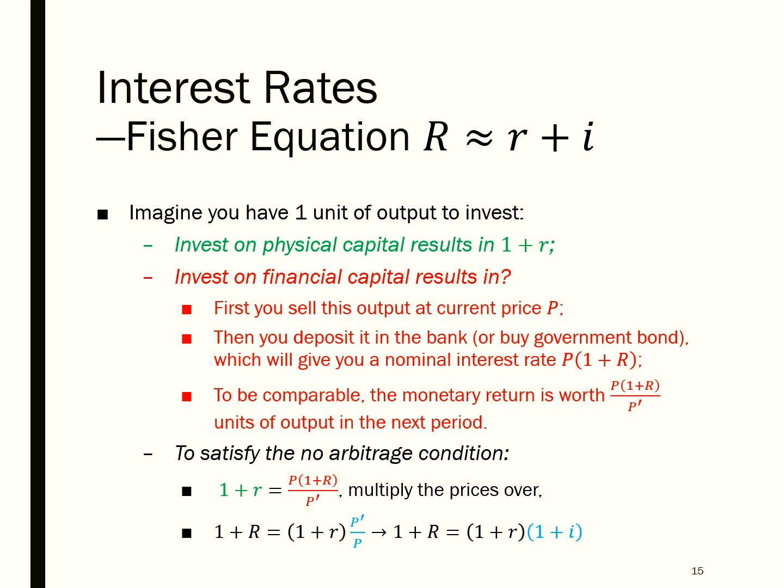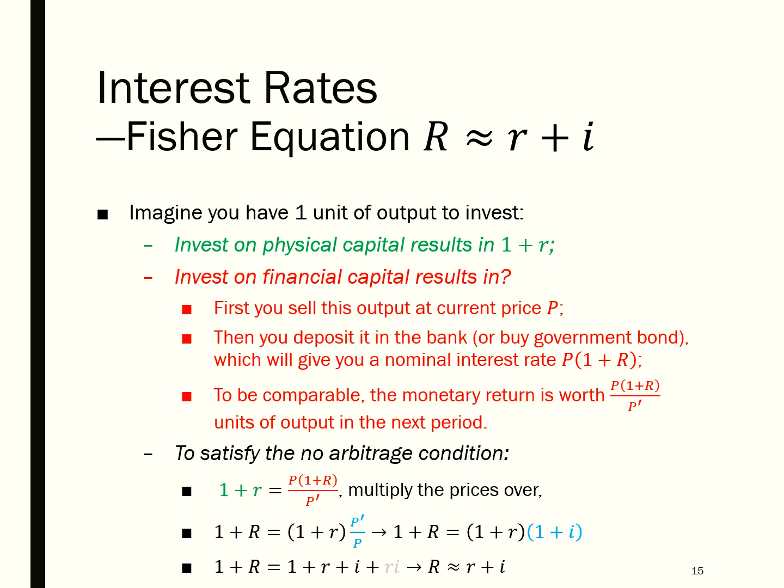So if you divide through by P and move P prime to the other hand side, and then reverse the left hand side and right hand side, you will have 1 plus big R equals 1 plus little r multiplied by P prime divided by P, right? And P prime divided by P is actually the definition of inflation, right? Because P prime is the price level in the future and P is the price level of today. So that is basically 1 plus the inflation rate.